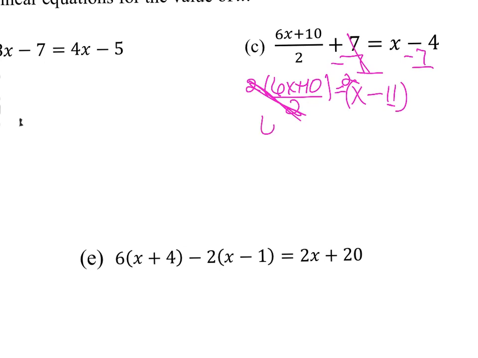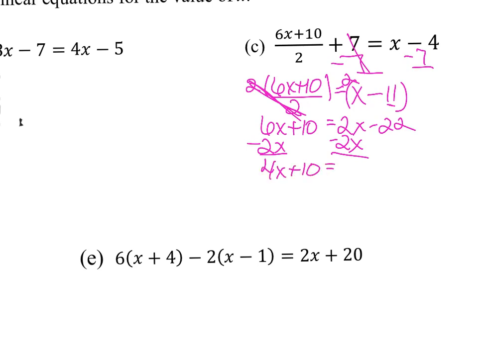So that gives me 6x plus 10 equals 2x minus 22. And now it's looking very similar to how part B started. So I'm going to subtract 2x from both sides, and that's going to give me 4x. And that's a negative 22. Subtract 10 from both sides.